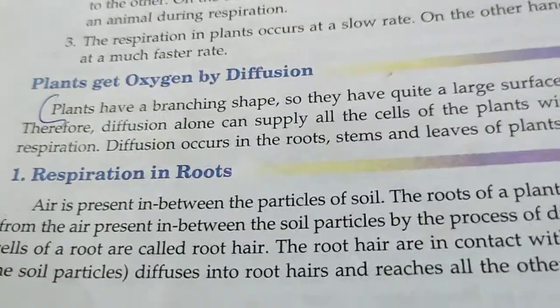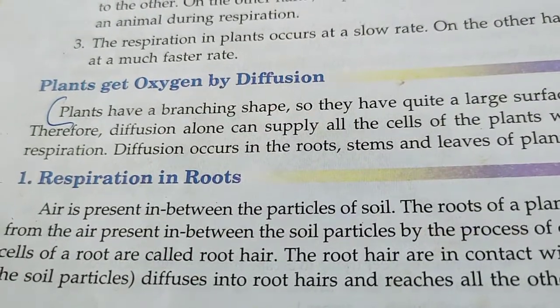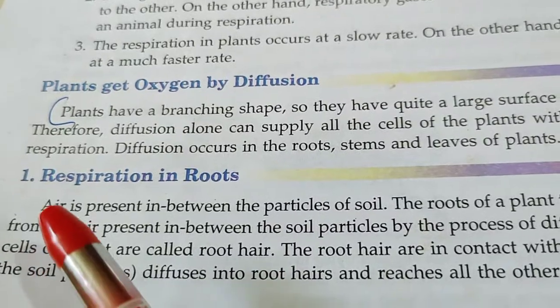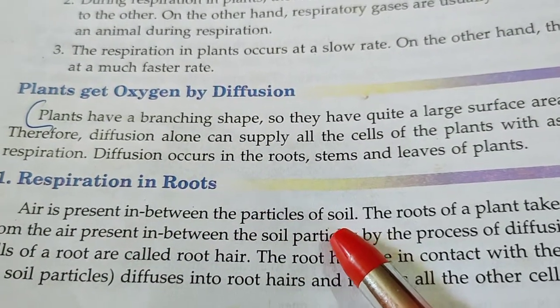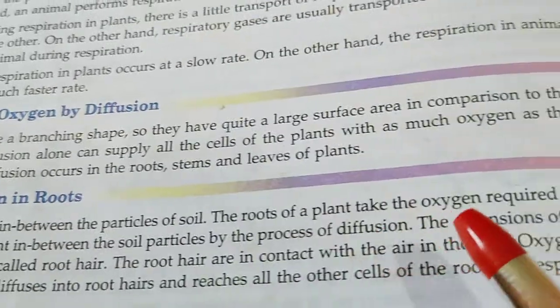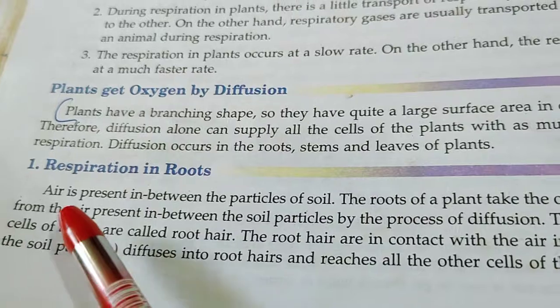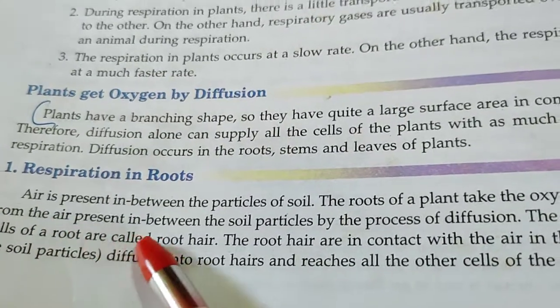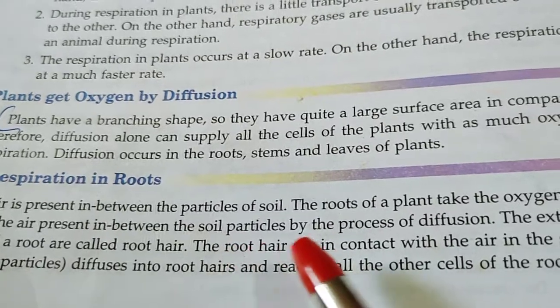First of all, let us see how respiration occurs in roots. The most important point is air is present in between the particles of soil. Roots of a plant take the oxygen required for respiration from this air present in between the soil. By which process? By the process of diffusion.